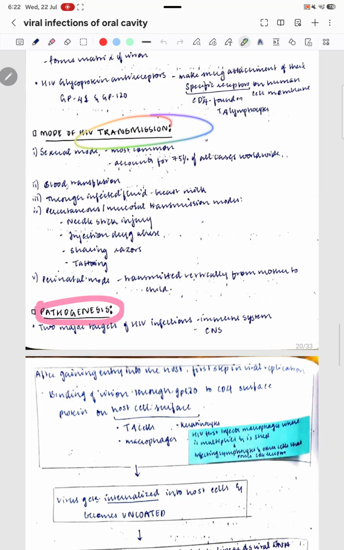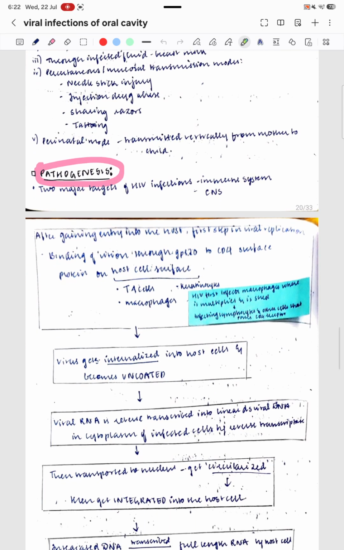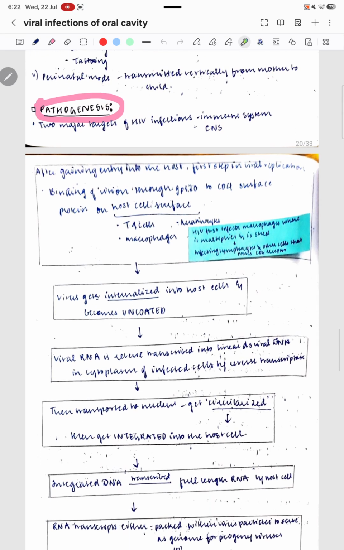Okay, GP120 and GP41 are the two main proteins. Then you have to know how it is transmitted. So mode of transmission is something that you have to know. Then pathogenesis was also discussed yesterday. There are two major targets of HIV: the immune system and the CNS. All this has been done.